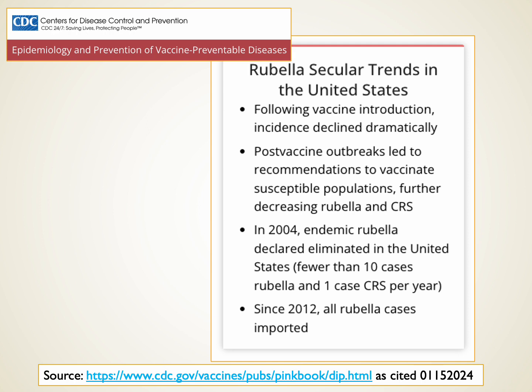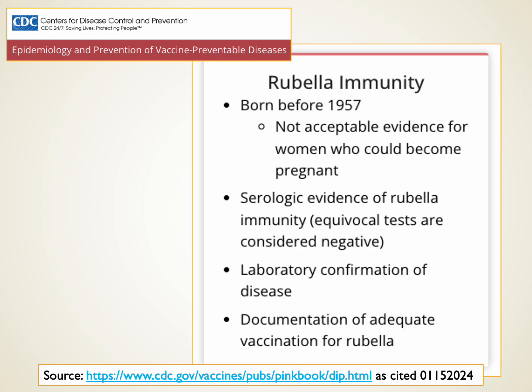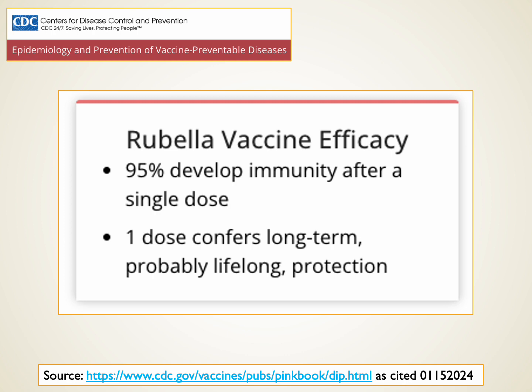Since the vaccine's introduction, cases have declined dramatically. Between 2012 and when they published this data in 2021, there had been no cases except for cases coming in from other countries. Rubella immunity, again, was almost universal before 1957, but thereafter was much better controlled with vaccination, and the efficacy is about 95%.